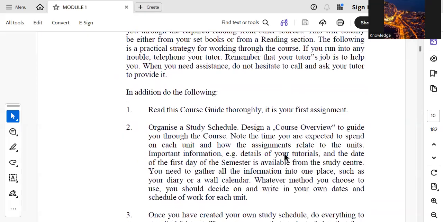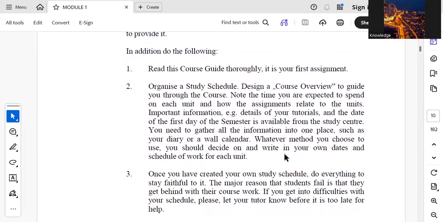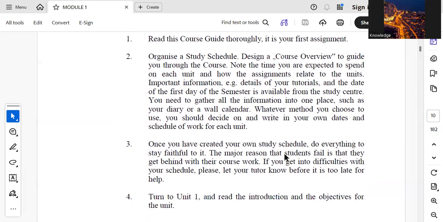So, excuse me, let's check the guide for this course so that we will not just go through it blindly. Read this course guide thoroughly. It is your first assignment. Okay. 1, we should organize a study schedule. Design a course overview to guide you through the course. Note the time you are expected to spend on each unit and how the assignment relates to the unit. Important information, e.g., details of your tutorials and date of the first day of the semester, is available from the study center, so on and so forth.